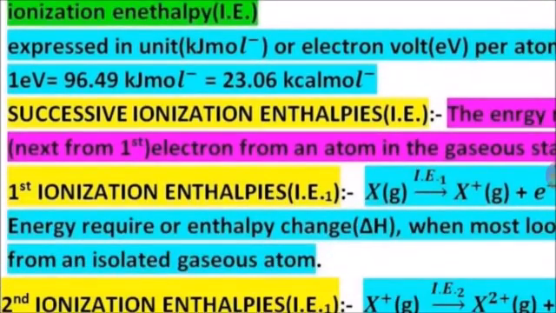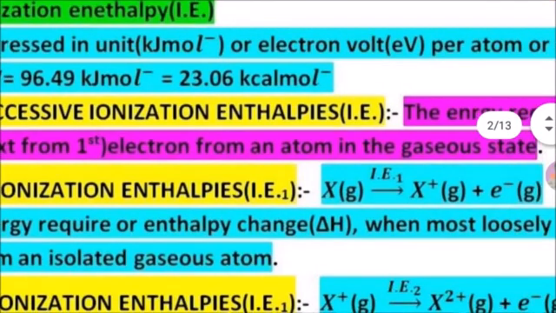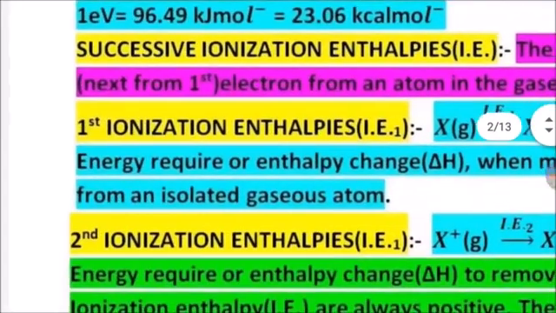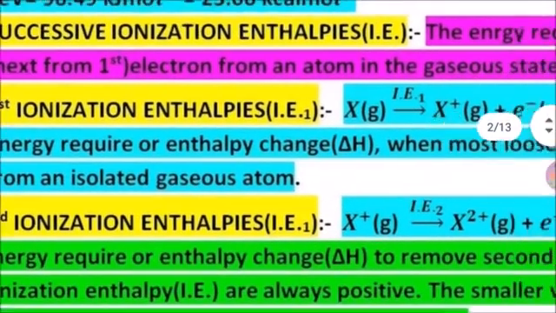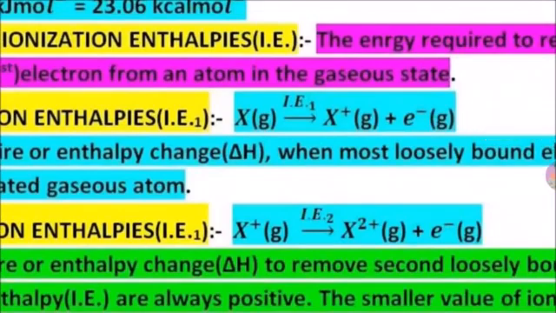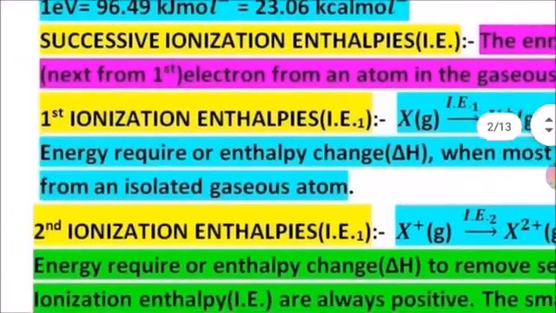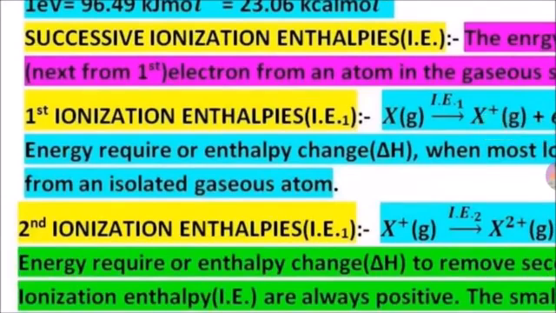The next one is successive ionization enthalpy. It means the energy required to remove the next electron, after the first electron, from an atom in the gaseous state is known as successive ionization enthalpy. After one electron is removed from the orbital, if we want to remove another electron, this type of energy is known as successive ionization enthalpy, and there is variation in it.